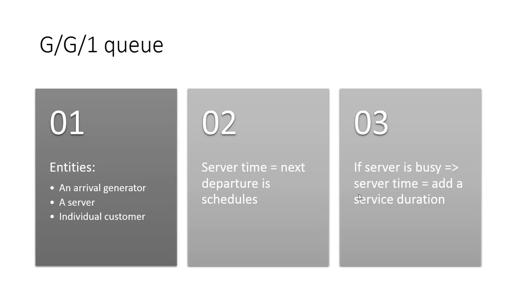So first of all, I want to discuss a little bit about the concept of the GG1 queue. There are three main factors in this system. The first one is the entities, which means we have an arrival generator, a server, as well as an individual customer. The next one is the condition.